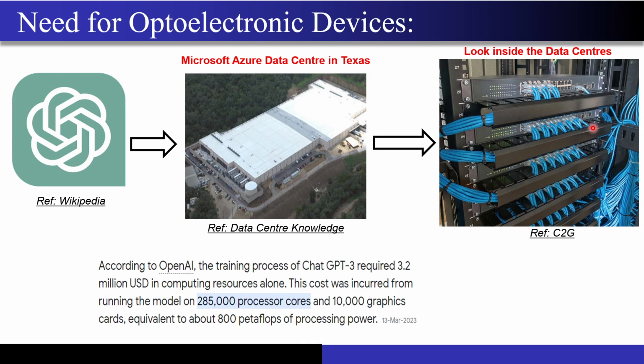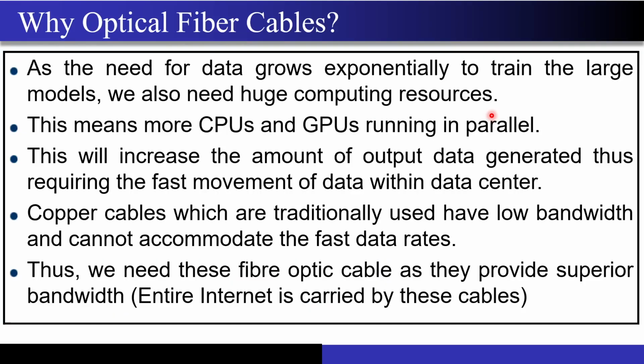Now what are these cables that you are seeing over here? All these blue cables that you are seeing, these are optical fiber cables, correct? First of all, optical fiber cables carry the signal in the form of light, correct? Now the first question that we should ask is, why do we need an optical fiber cable to run the data between multiple processors and the GPUs, correct?